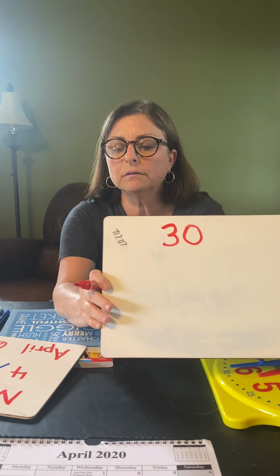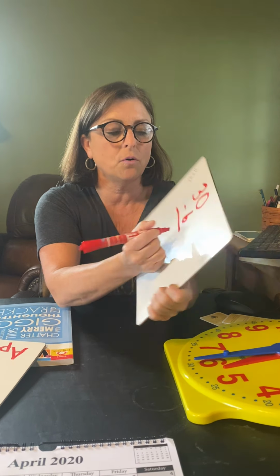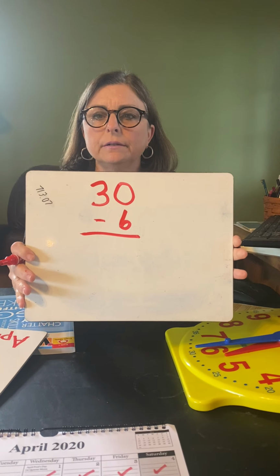If today is the 6th day of April, and there's 30 days in the month of April, how many more days are there in the month of April? We would start with the 30. We know there's 30 days total. This is the 6th day, so let's take 6 away from 30.